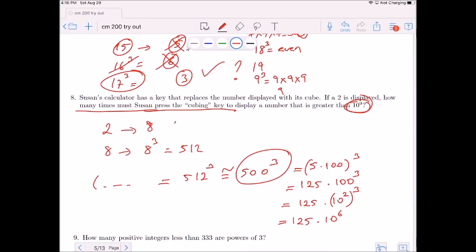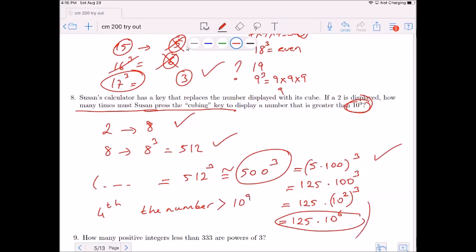What do you think? Next step, this is the first press. This is the second press. This is the third press, still less than 10 to the power of 9. So when I press that button one more time, will I get the result which is greater than 10 to the power of 9? What do you think? Yes, right? Good. So after the fourth try, I'll get the number. The number will be greater than 10 to the power of 9, because when you take the cube of this, it will be exactly greater than 10 to the power of 9.